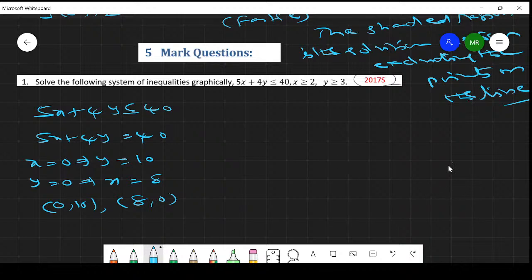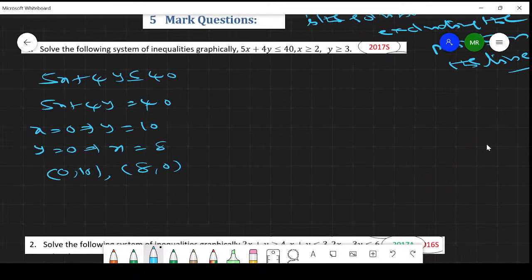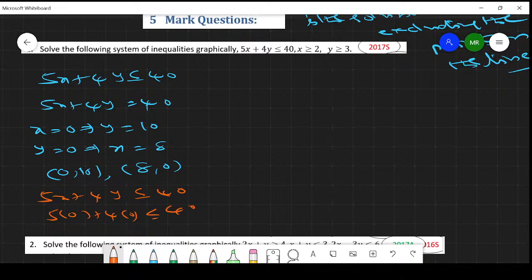I told you that using the origin we can always decide which side of the line is the solution, towards the origin side or the other side. So that will be simple. Consider the inequality 5x plus 4y less than or equal to 40. Substituting the origin, 5 into 0 plus 4 into 0 less than or equal to 40. If we simplify, 0 is less than 40. This is true. That means the solution region is towards the origin side.